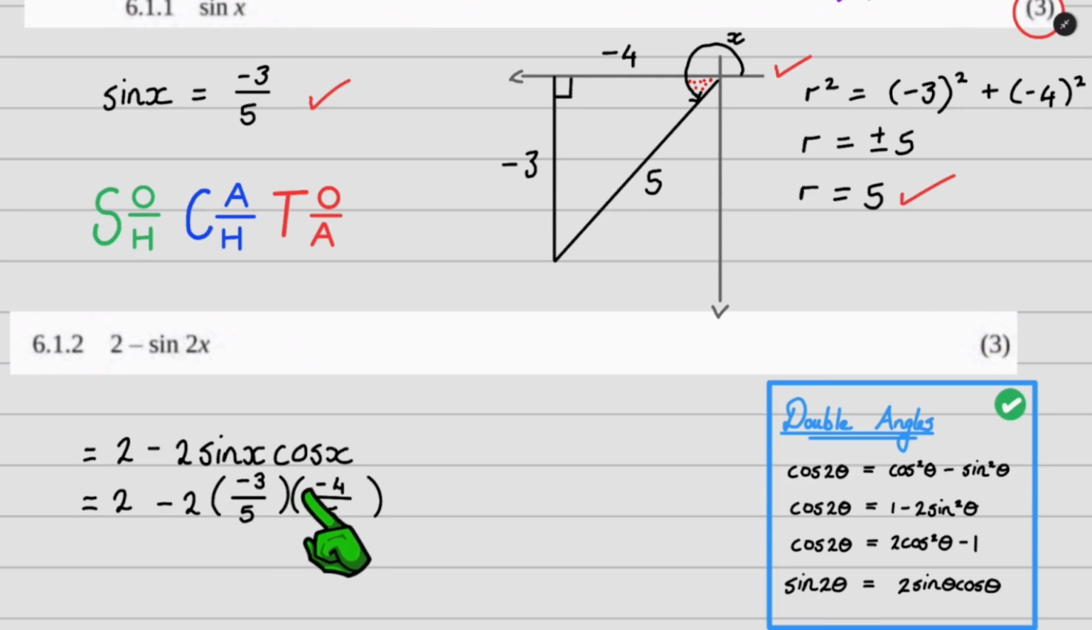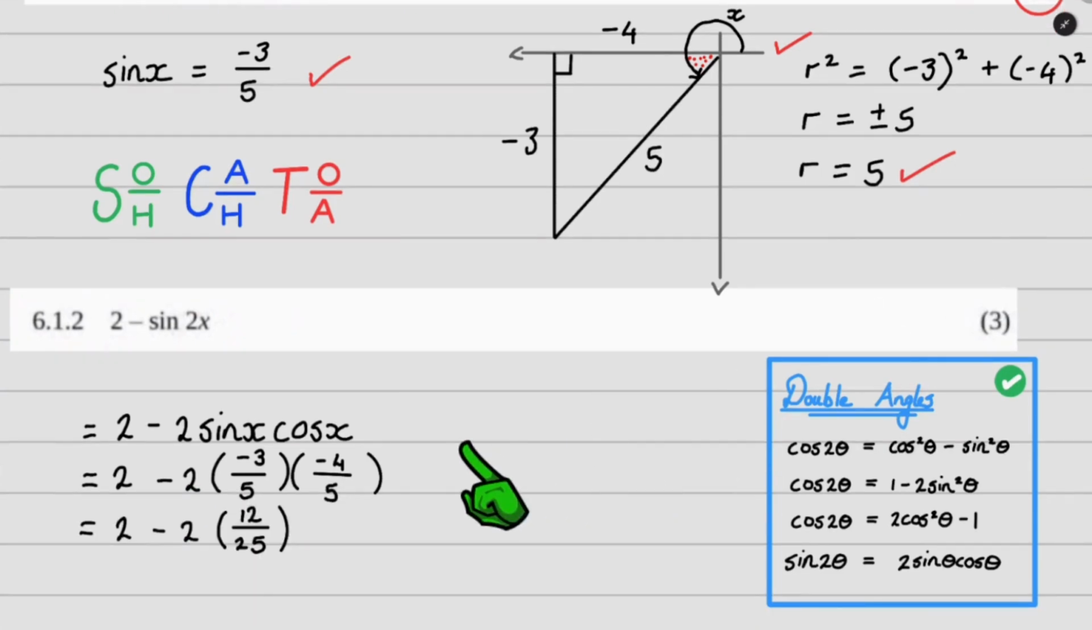I'm going to say top times top to get my new top, and bottom times bottom to get my new bottom. And this 2 minus 2 won't change at all. So negative 3 times negative 4 gives me that 12, and 5 times 5 gives me that 25. Now I'm going to multiply this negative 2 with this bracket. And I'm going to do the same thing, top times top, bottom times bottom.